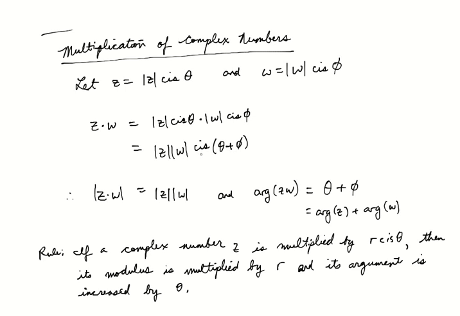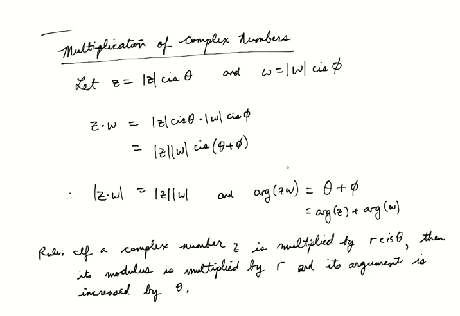Okay, sorry, it's not a proof, it's just using the property that was given to us before. So once I have this, this is the modulus of z. So what happened to the modulus of z when I multiplied it with w? The modulus of z was multiplied by the modulus of w, and the argument of z, which is actually theta, was increased by the argument of w.